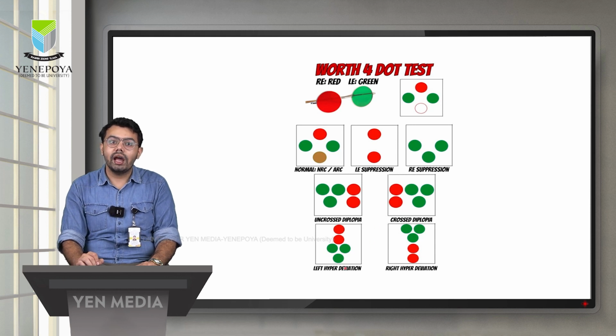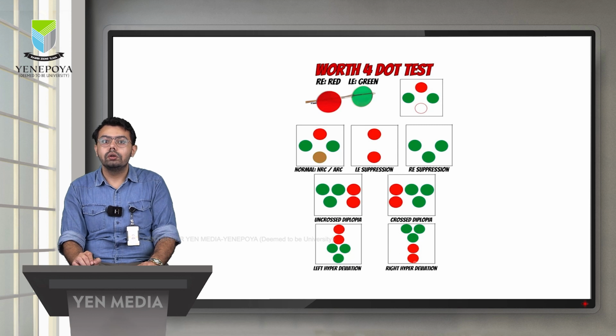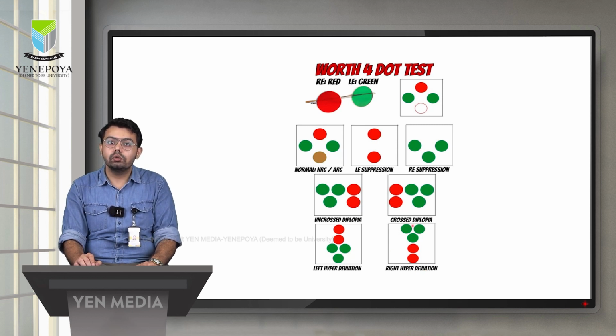In case of a left hyperdeviation, meaning the left eye is above, the image will be falling below. So the right eye image will be above and the left eye images will be below. In case of right hyperdeviation, the left eye image will be superior. So the 3 green dots we are seeing superiorly and the red images we are seeing inferiorly.